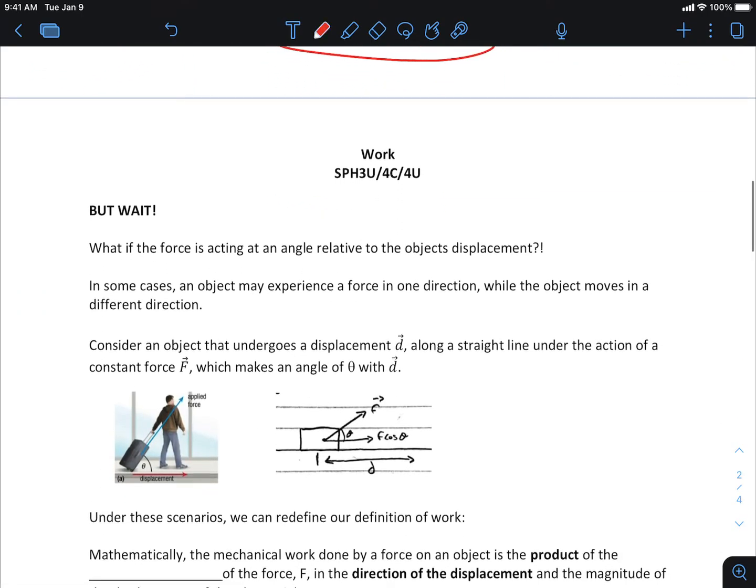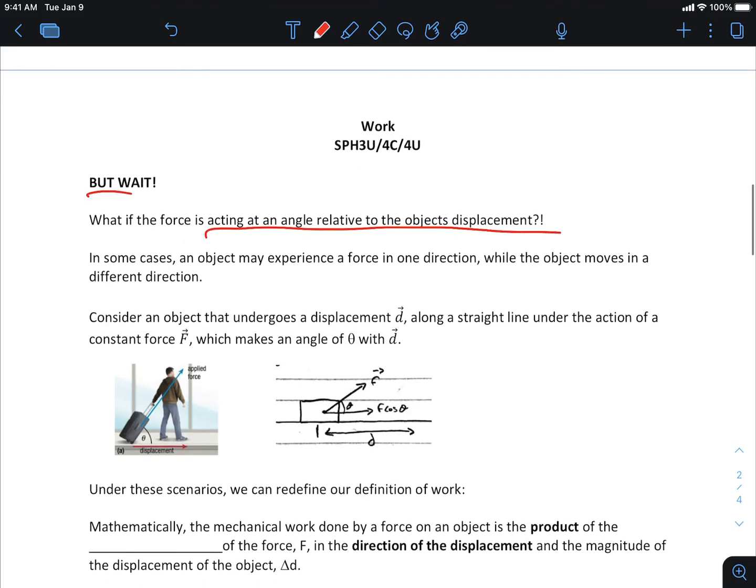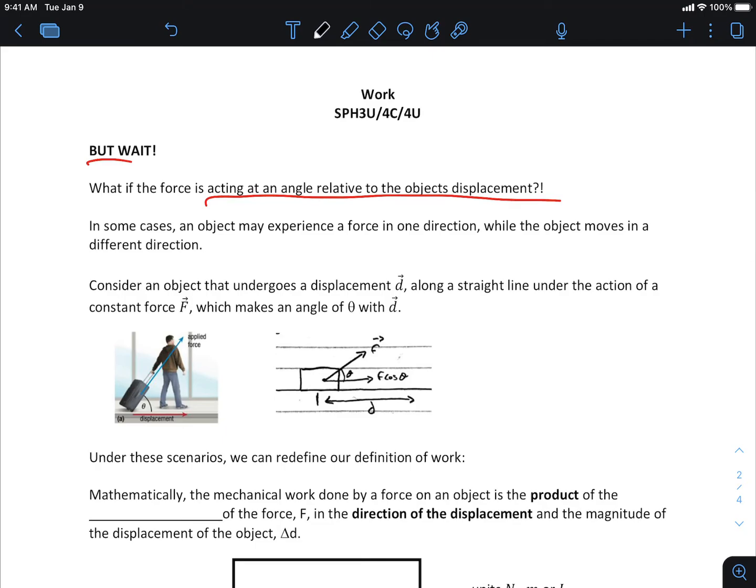Okay, but wait. What if the force is acting at an angle relative to the object's displacement? So where it's going. Like for instance, if you see that picture there, right? Well, that's a different story. You know if you see an angle, there's components involved. No matter what. You see an angle, got to break something into components. Okay? So let's just have a look at this. Consider an object undergoes displacement d along a straight line under the action of a constant force F, which makes an angle theta with the displacement.